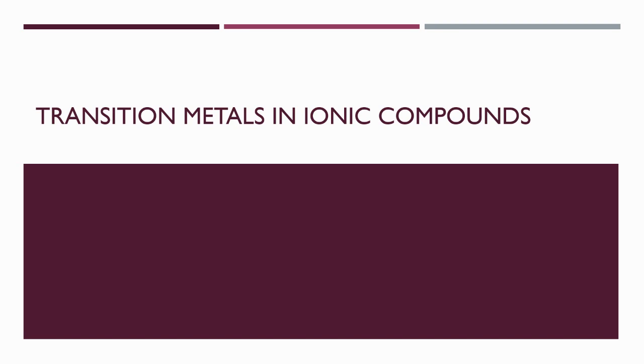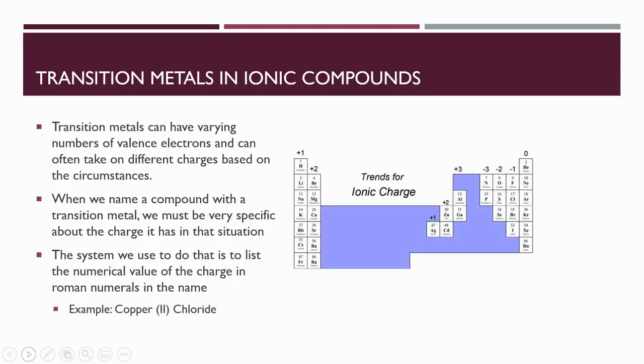Hey everyone, in this video we're going to be going over transition metals in ionic compounds and the system we use to indicate their charges. Remember that transition metals can have a varying number of valence electrons, and so they can take on different charges, and it depends on who they're paired with and where they're coming from, basically the circumstances. So when we name an ionic compound with a transition metal in it, we have to be very specific about its charge for that situation.